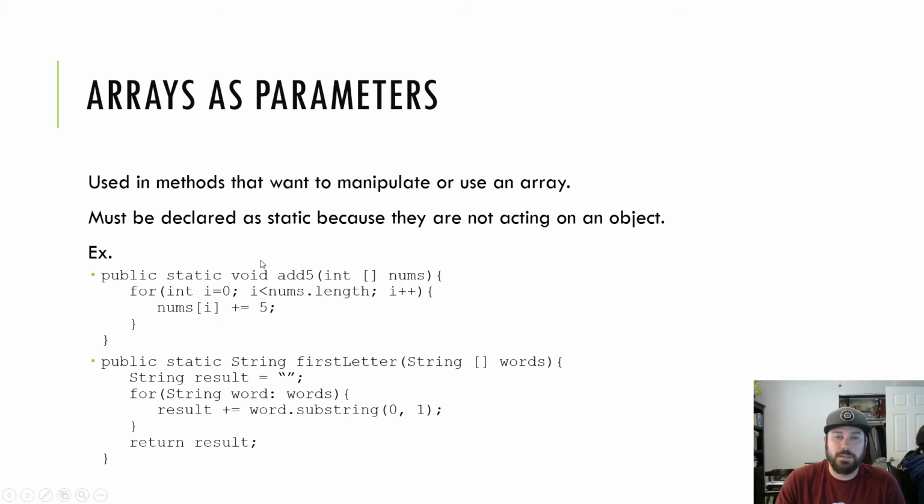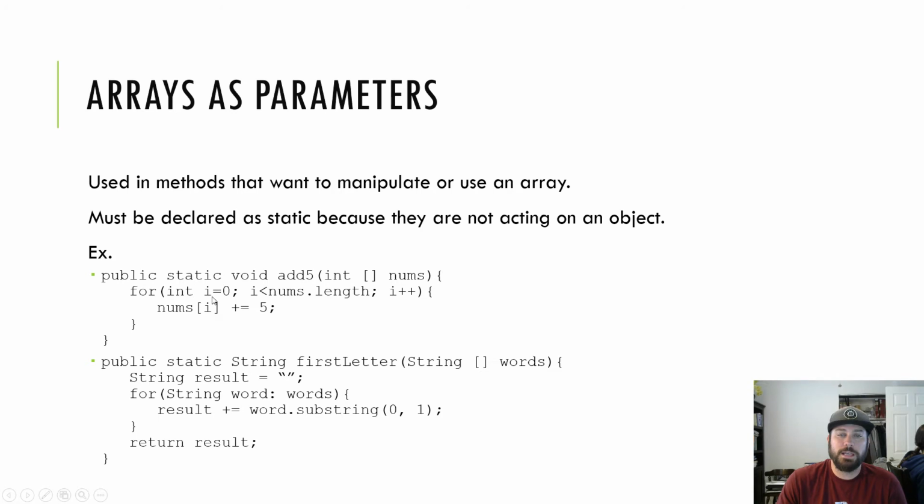So here's an example. We have an array of integers, right? And we can see the declaration public static void add5. What this method does is just access every element inside of the array and add 5 to it. So our for loop: for int i equal to 0, i less than nums.length, i plus plus. I wanted to include this in here so we can see traversing the array.